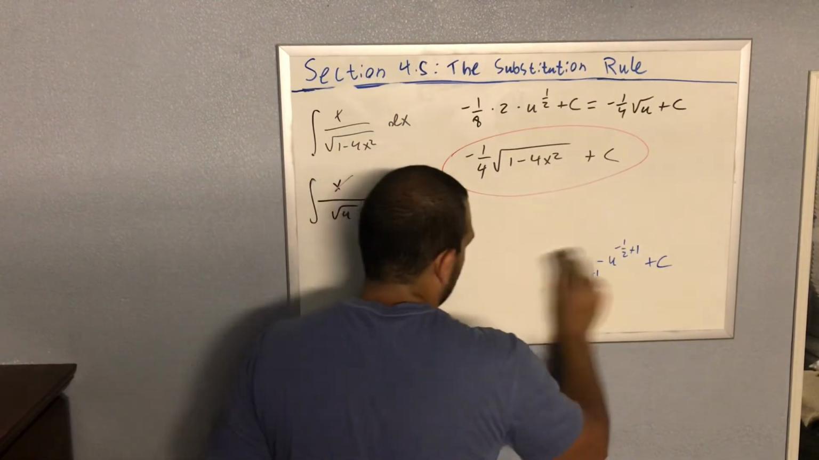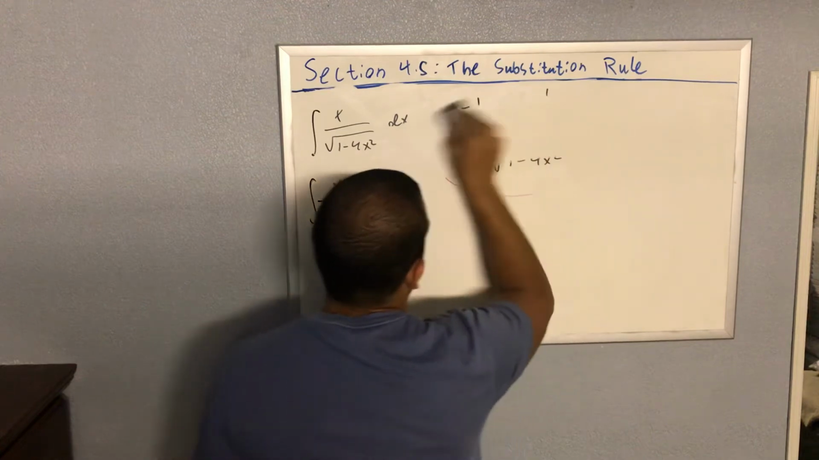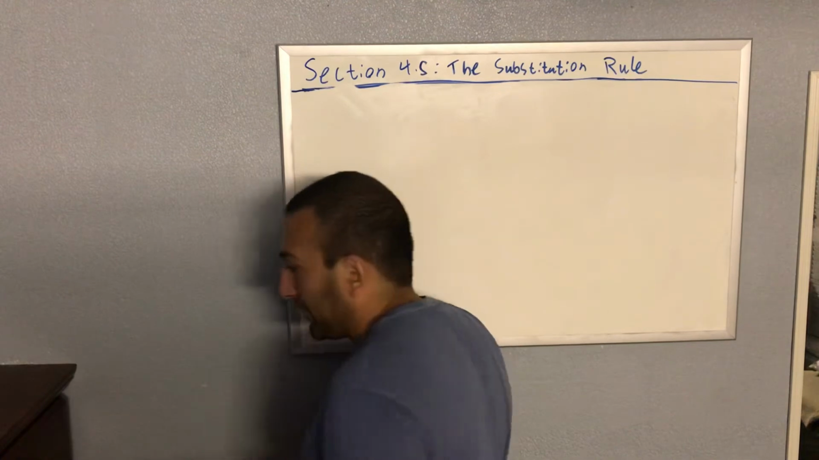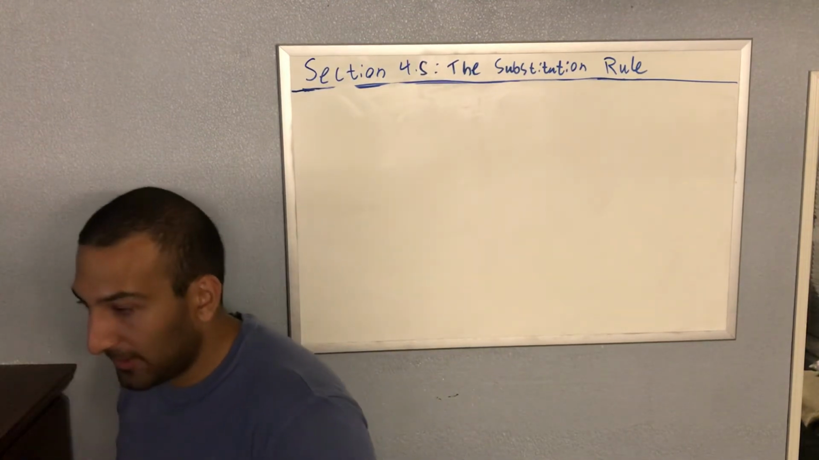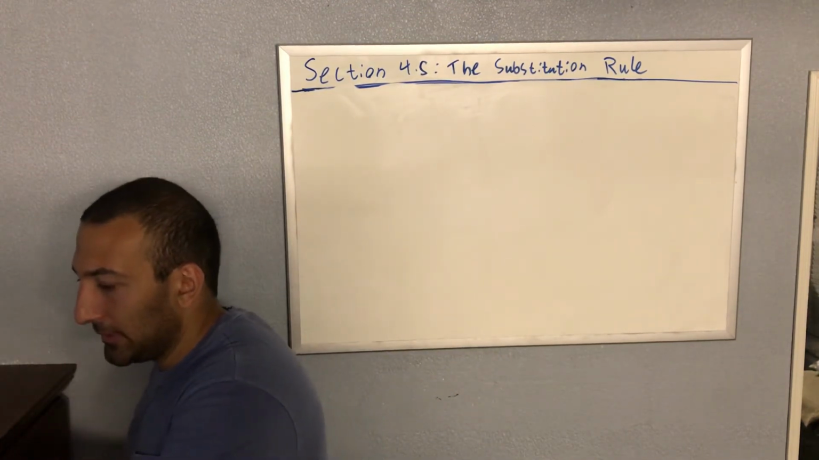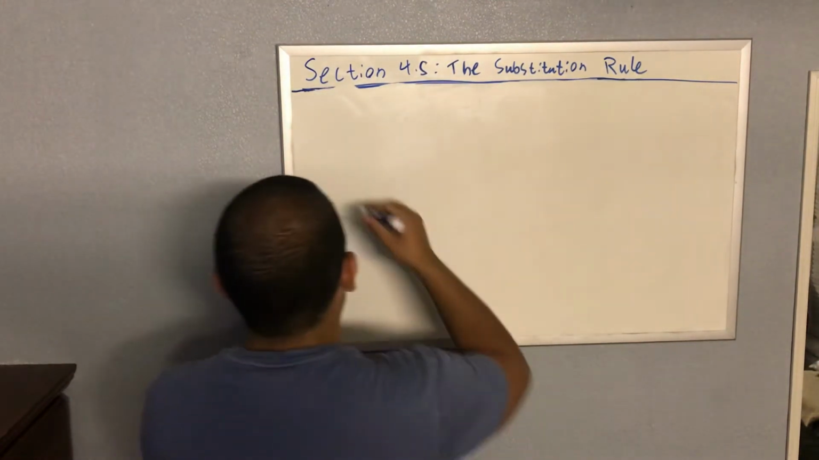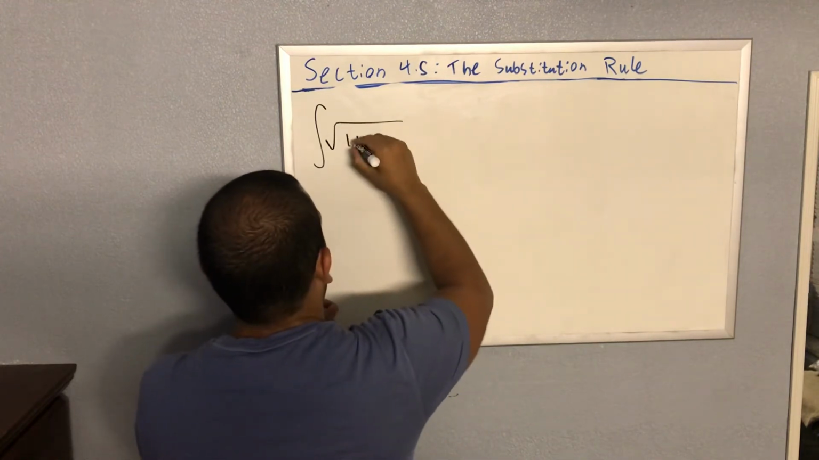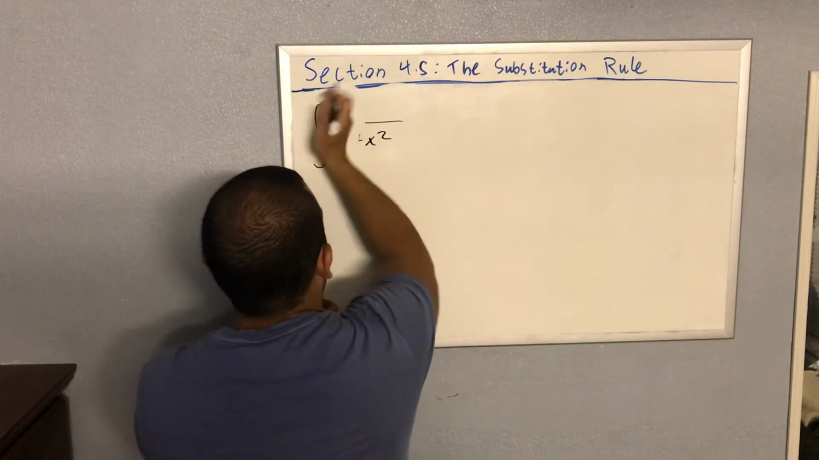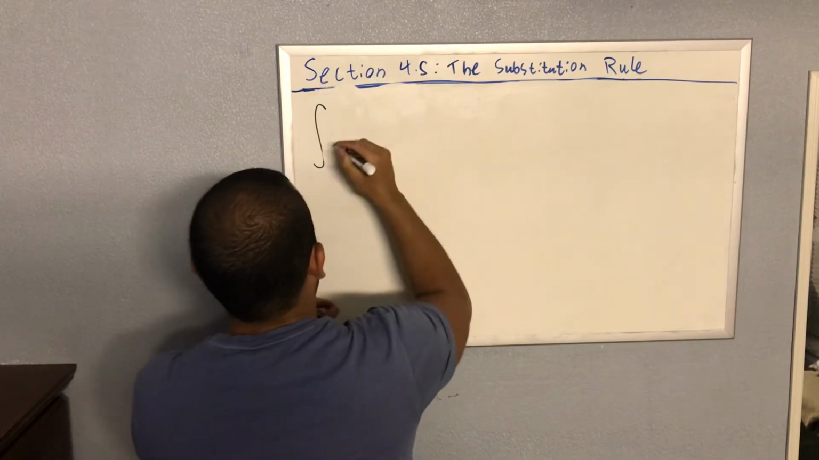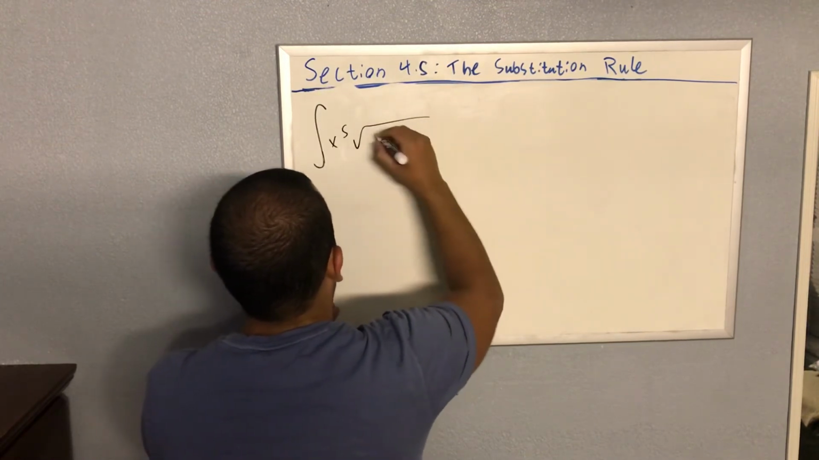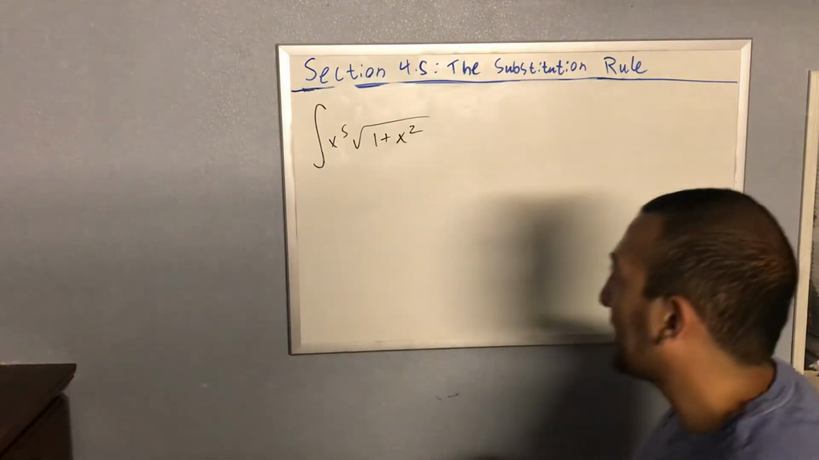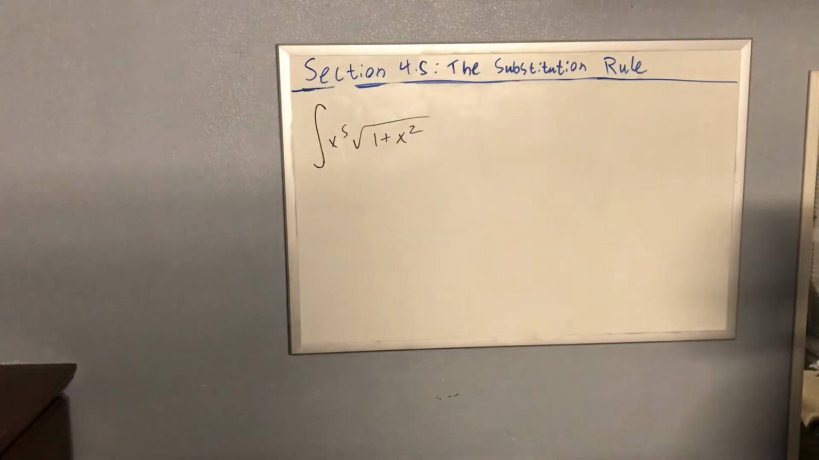Now let's look at a hard example of the u substitution. Something that definitely makes sense, but maybe you don't think about it at first. So let's do this guy. Maybe I should write it like this, so there's no confusion. So x to the 5th times 1 plus x squared.